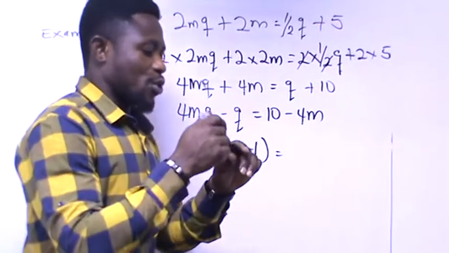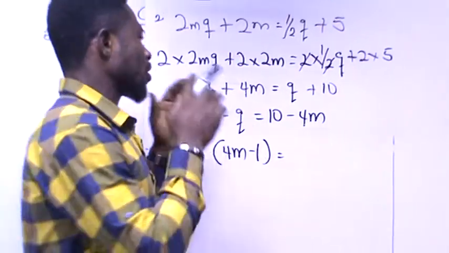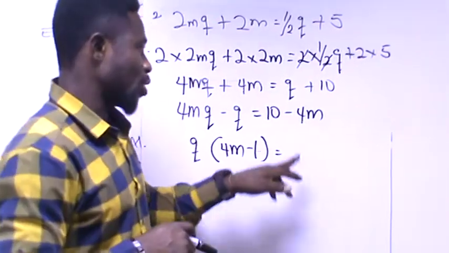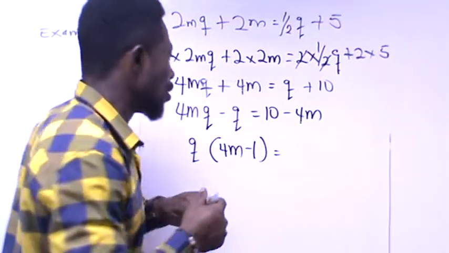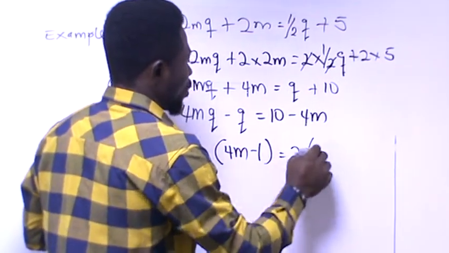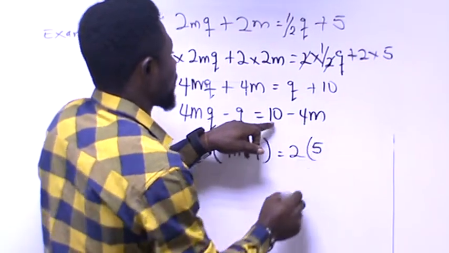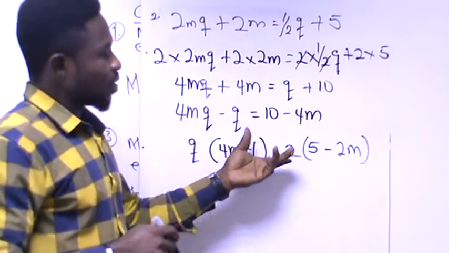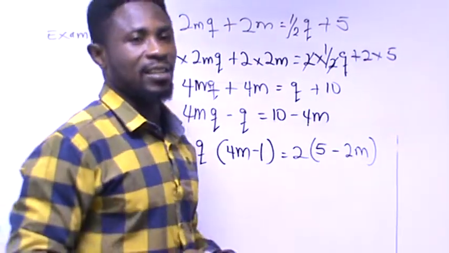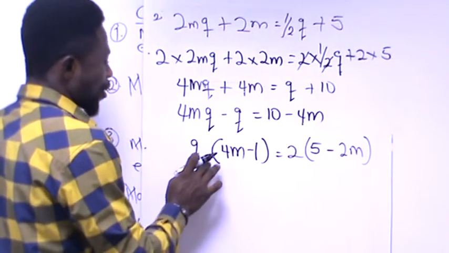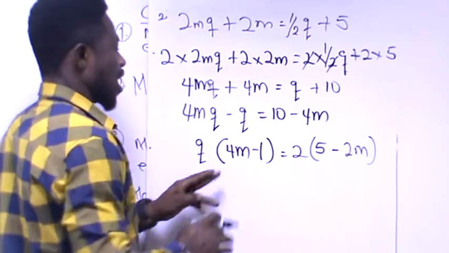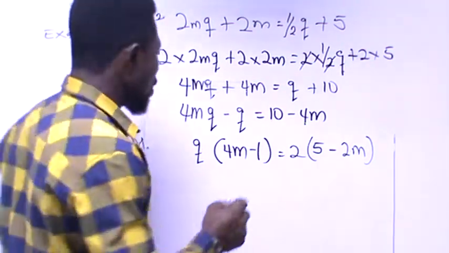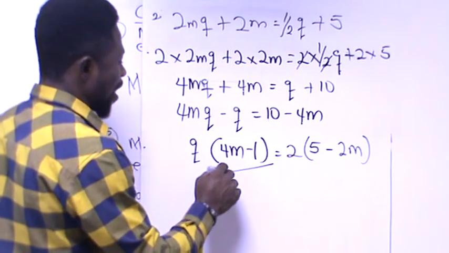So you have to factorize or simplify each side to the lowest end that you can't do anything about it again. So you can see we can do factorization here as well. We can take 2 out into brackets. We have 5 minus 2m. So you factorize this side, you factorize that side as well. Now we have Q into bracket 4m minus 1, bracket close, equals 2 into bracket 5 minus 2m.